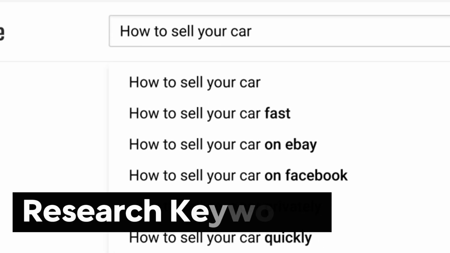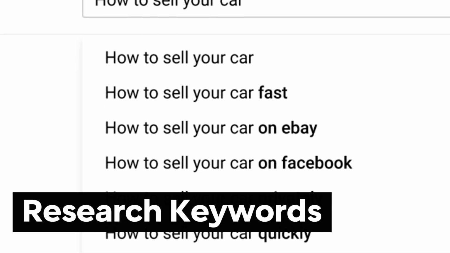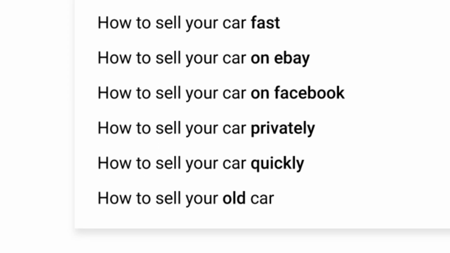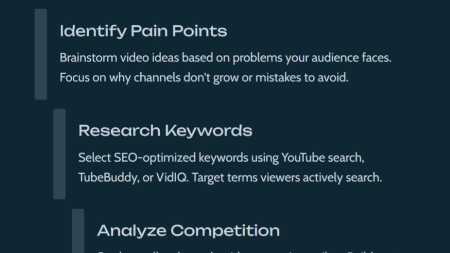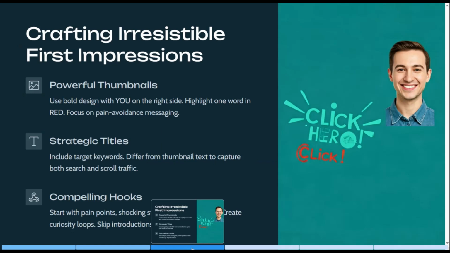Next thing is to research keywords. Keywords, these days, you don't even need your TubeBuddy or VidIQ, which is great, but you could even use ChatGPT to generate keywords for your videos, which is free. Also look at other channels. What videos get more views? Those are the videos you want to emulate.